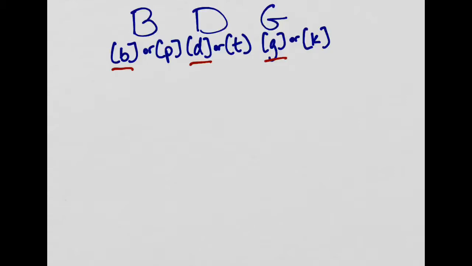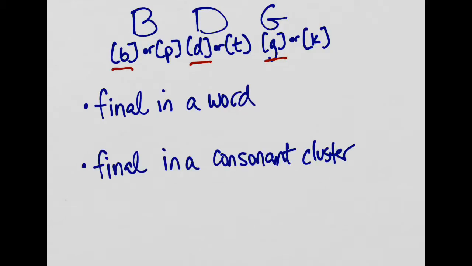So we're looking at either when it is final in a word or final in a consonant cluster, which I'll elaborate on in a second. In these two cases, if it's one of these, either final in a word or final in a consonant cluster, these consonants will be unvoiced. Therefore, they will revert to their unvoiced pair, p, t, or k.